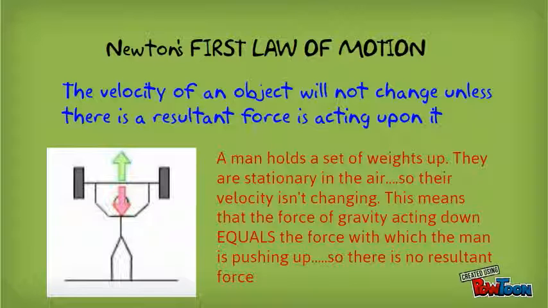In the example shown below, a man holds up a set of weights. They are stationary in the air, so their velocity isn't changing. This means that the force of gravity acting downwards must be equal to the force with which the man is pushing upwards, so that there is no resultant force.